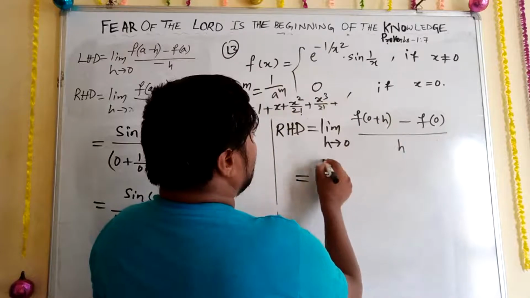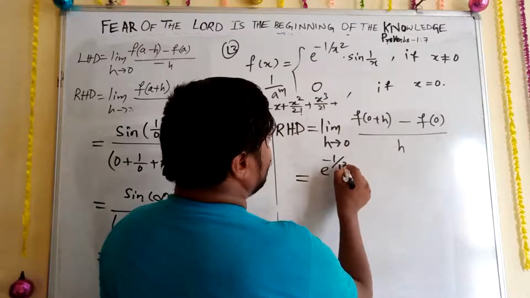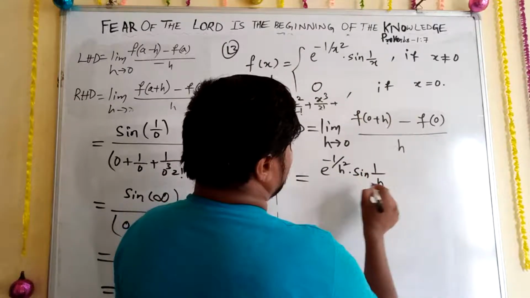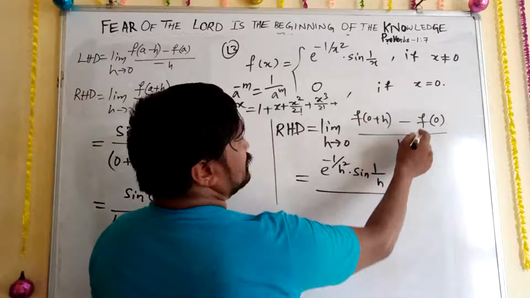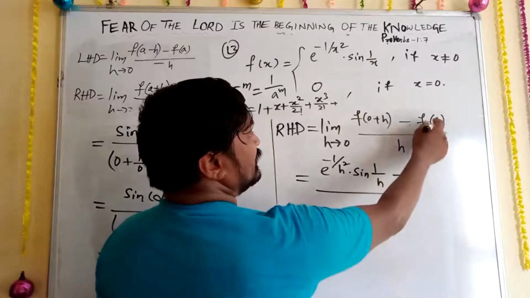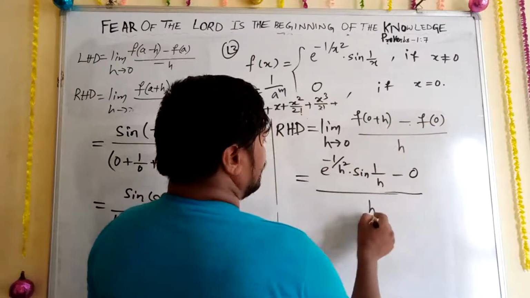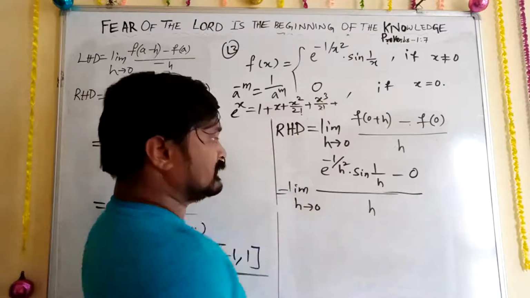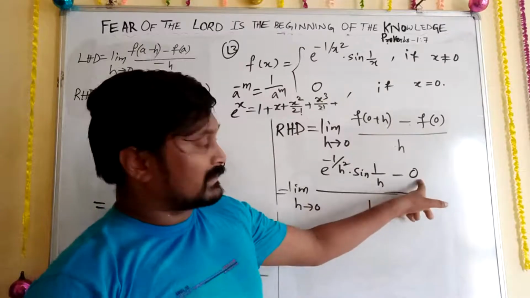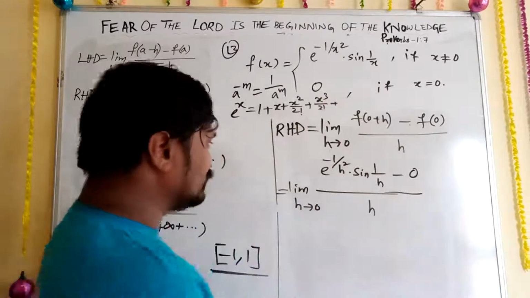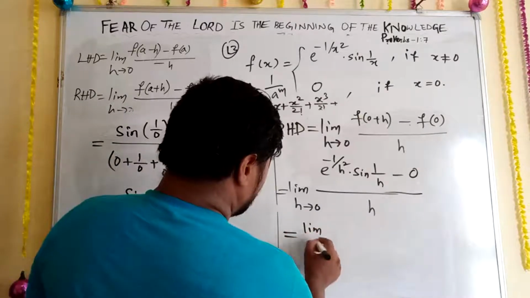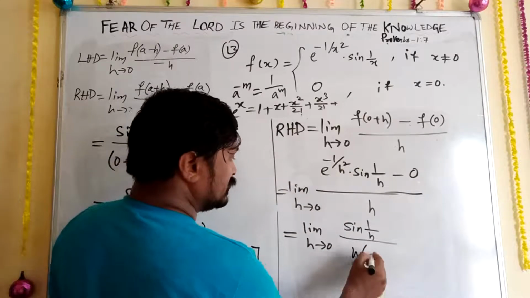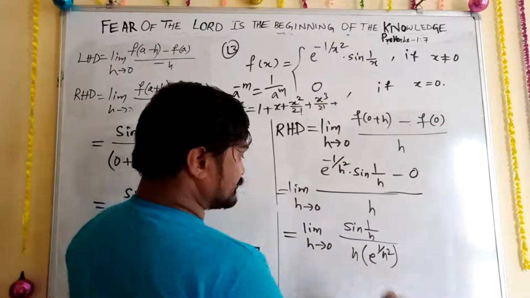e power minus 1 upon h square and the h into sine 1 upon h, upon h. So here minus f of 0 means 0 upon h, and here it is your limit, h tends to 0. Again same, if you subtract 0, you get 0 only. So now limit, upon h, here we can write it as h into e power 1 upon h square.